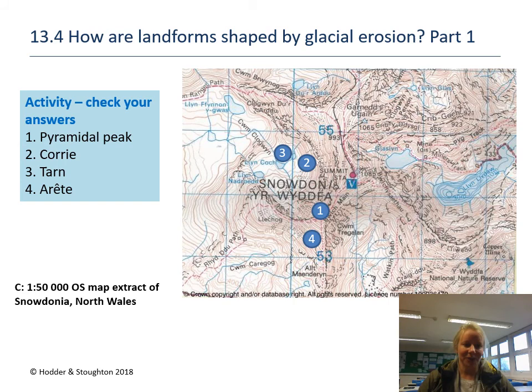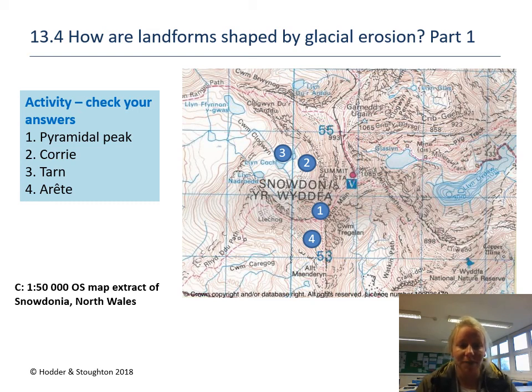All right, so what we're going to do is we're going to mark one of your previous tasks now. So I would like you to come back to your notes where you identified the 4 features on your OS map. We're going to go through that now. So number 1, if we see those contour lines meet as a kind of peak, we can see they're all really close together, which means that that land is really steep. So this has got to be our pyramidal peak. Number 2, we can see that gouged out hollow where those contour lines wrap around the side of our pyramidal peak.